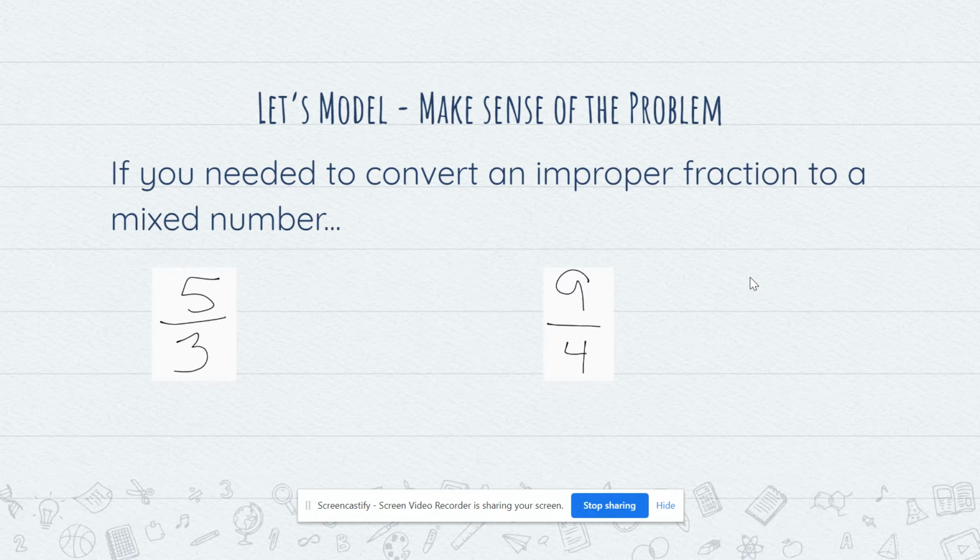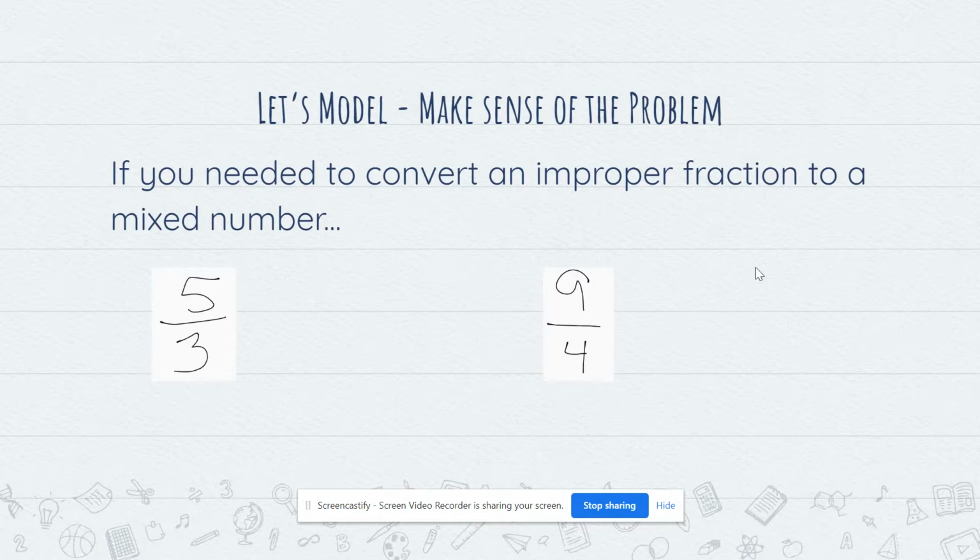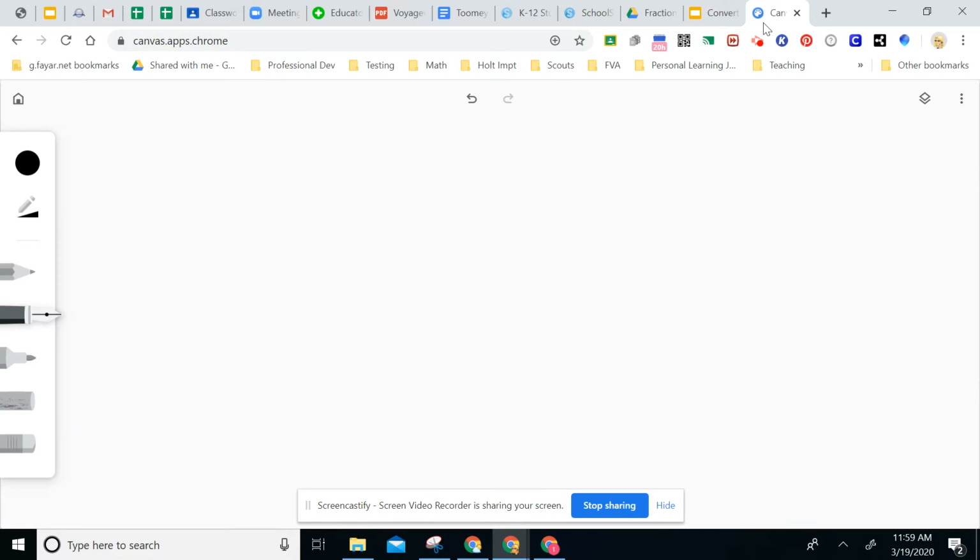Okay, so let's model. We're going to figure out exactly what 5/3 means, as well as 9/4. I'm going to draw a quick model. So let's go back here, and I'm going to open up Canvas. Canvas is a free app, it's canvas.apps.chrome, and that allows you to write right on the screen.